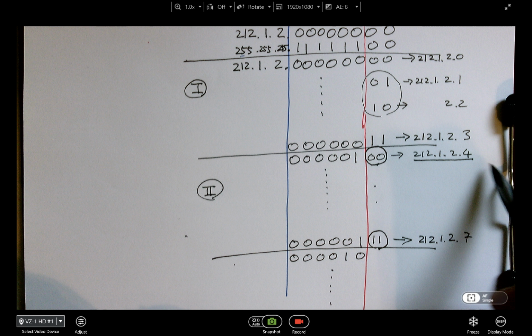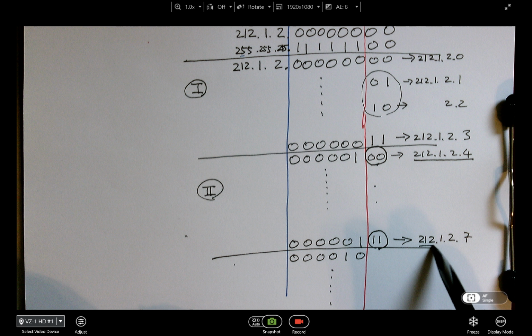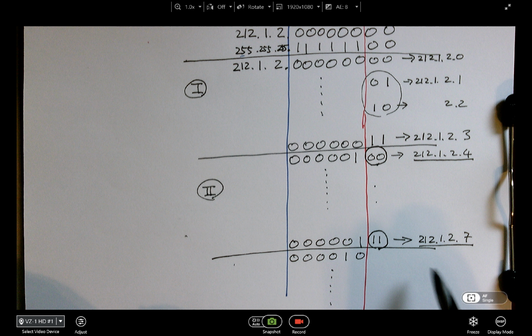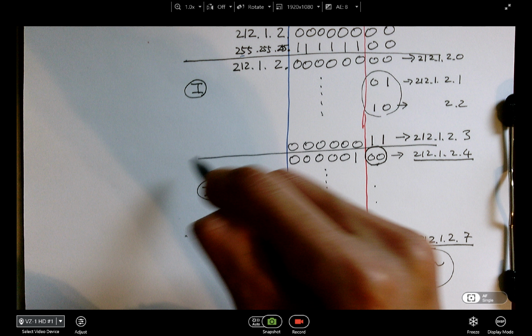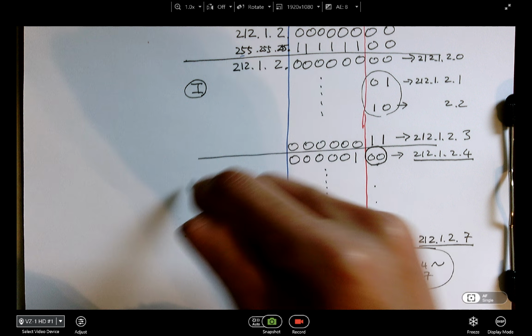So the answer is, the range of the second subnet is 212.1.2.4 through 212.1.2.7. So the answer is basically 212.1.2.4 through 212.1.2.7. So that's the range of IP addresses for the second subnet.